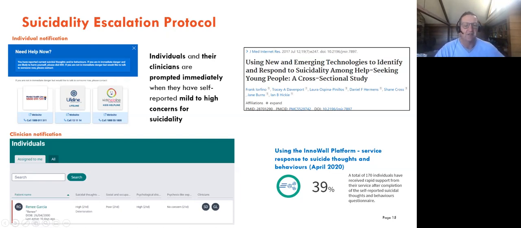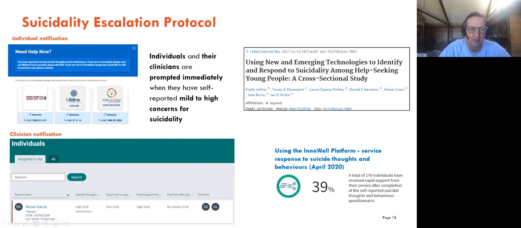Now, in our range of issues that we have, we set such platforms to be more sensitive necessarily than specific. So we're trying to find people who would potentially benefit from identification. It's not to say they all need to go to hospital or they all need to be dealt with immediately. It's not to send the police around or the ambulance around.